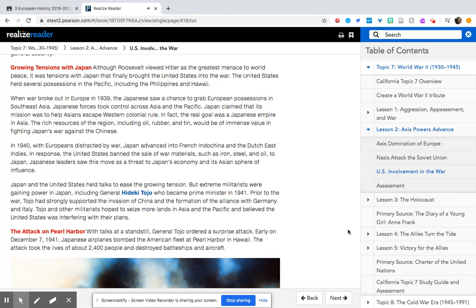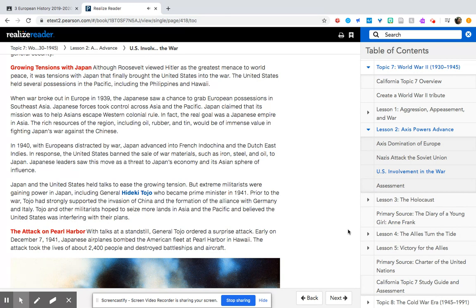Japan claimed that its mission was to help Asians escape Western colonial rule. In fact, the real goal was a Japanese empire in Asia. The rich resources of the region, including oil, rubber, and tin, would be of immense value in fighting Japan's war against the Chinese. In 1940, with Europeans distracted by war, Japan advanced into French Indochina and the Dutch East Indies. In response, the United States banned the sale of war materials, such as iron, steel, and oil, to Japan. Japanese leaders saw this move as a threat to Japan's economy and its Asian sphere of influence.